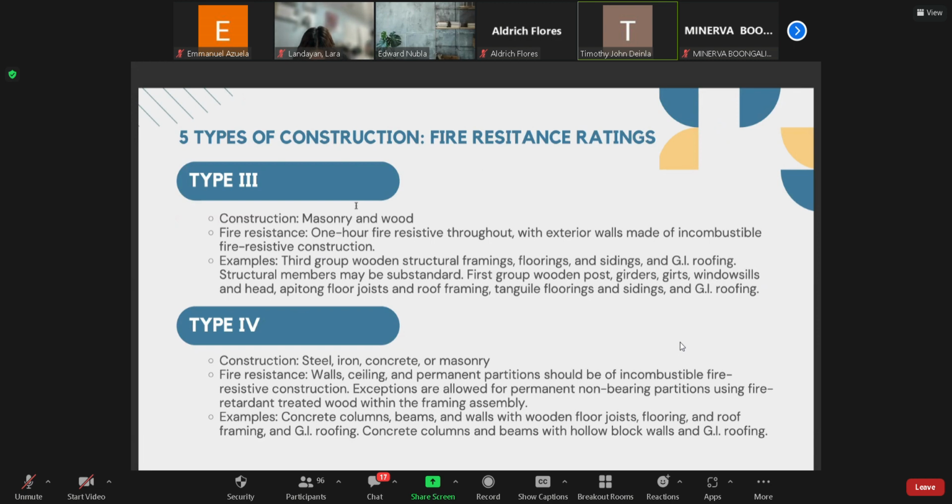So, meron siyang fire resistance, yung buong exterior ng walls, except yung sa interiors, yung meron yung mga dry walls. Usually, ito yun, combination of concrete and dry walls dun sa interior divisions. Then yung type 5 buildings naman. So it's also steel, iron, and concrete or masonry, but all throughout, may fire resistance siya, including yung interior walls.